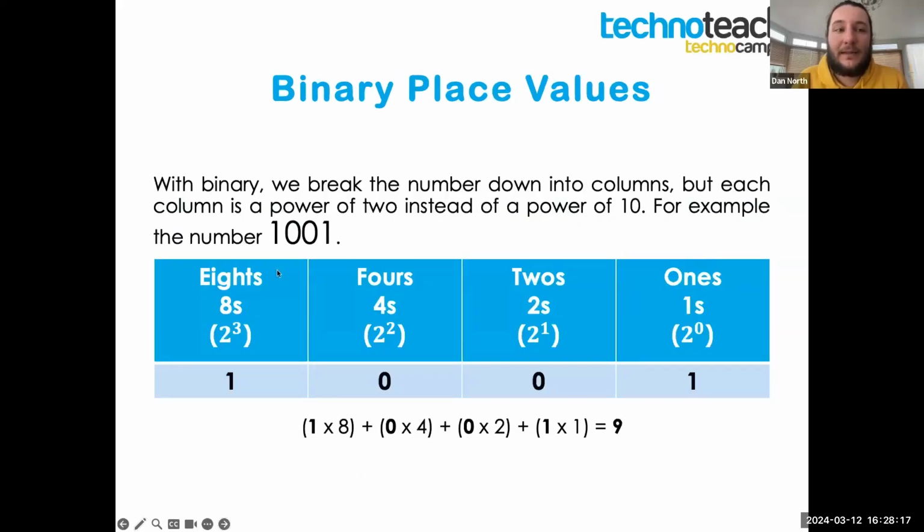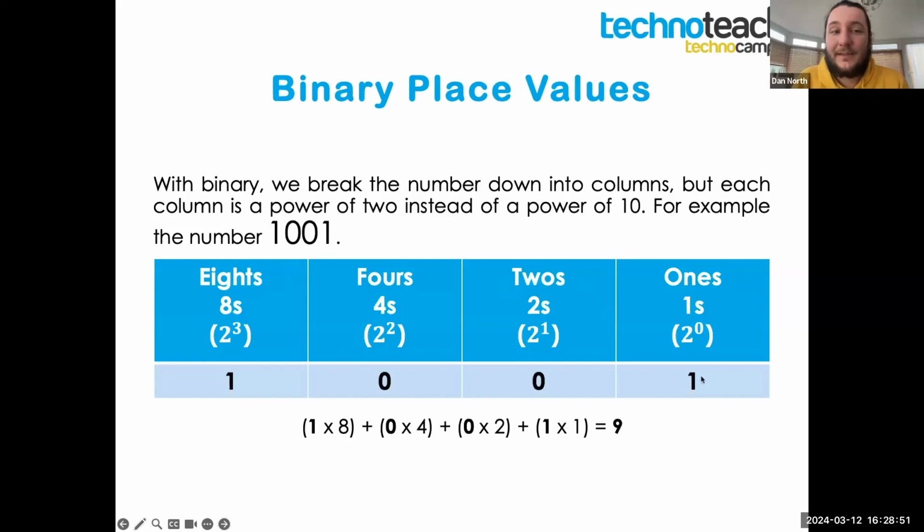Similarly, we can break down a binary number into its individual columns, but instead, we now have to work with a power of 2 because binary is base 2, which means there are 2 values that can fit in the ones column, 0 or 1. There are 2 values that can fit in the twos column, 0 or 1. There are 2 values that can fit in the fours column. And there are 2 values that can fit in the eights column.